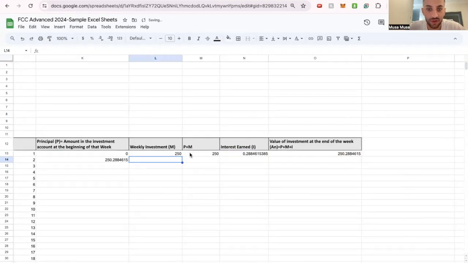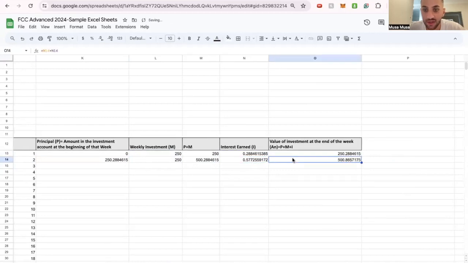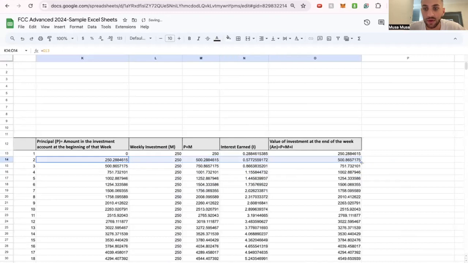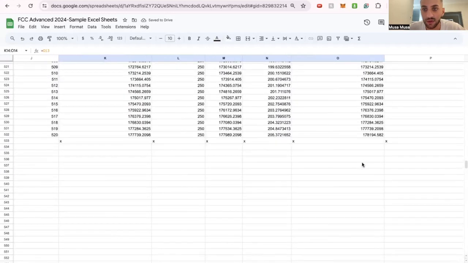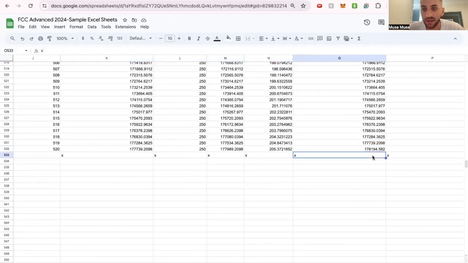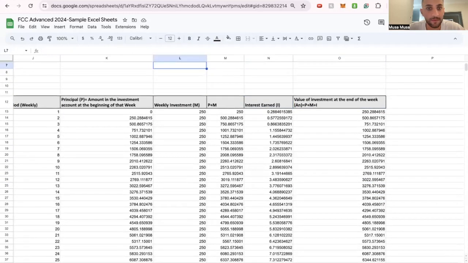So what you should have done is just dragged that down. Even this, you can drag that down, or you can just say here equals that plus that. Interest earned, again, drag that down, drag this one down. And then again here, you can drag that one down. Now that you have these ones, we can then double click and we go all the way down to here. Nice. So let's come back up to the top.